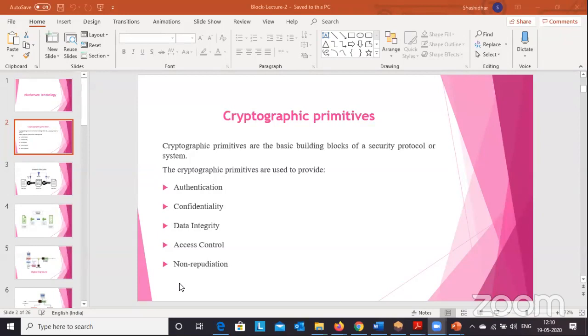And we have one more security service, non-repudiation. Non-repudiation provides integrity as well as authentication. The sender cannot deny having sent the message. That is the non-repudiation service. Here we have just discussed the definitions. Now we need to discuss how crypto primitives will provide these services. Okay, we'll go to the next slide.